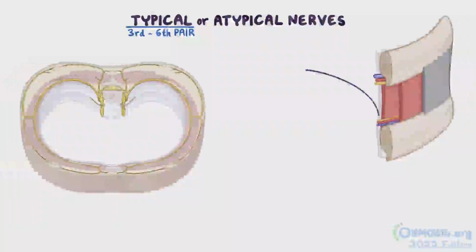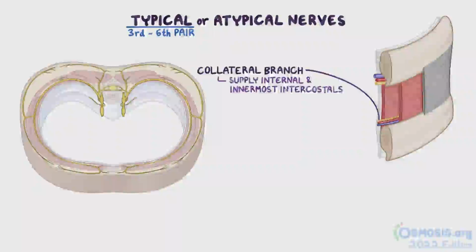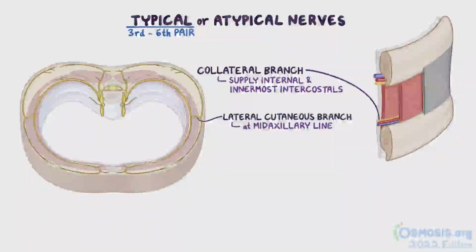Near the angles of the ribs, collateral branches arise and run along the superior border of the rib below. The nerves continue anteriorly between the internal and innermost intercostals and supply these muscles and other muscles, and also give rise to the lateral cutaneous branches in the mid-axillary line. Anteriorly, the nerves appear on the internal surface of the internal intercostal muscle. Near the sternum, these nerves turn anteriorly and pass between the costal cartilages to become anterior cutaneous branches.